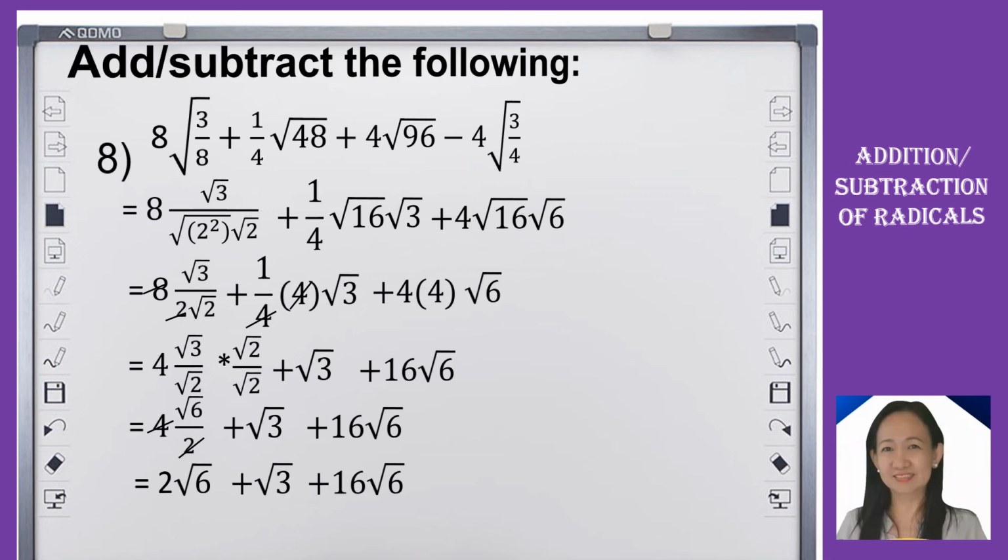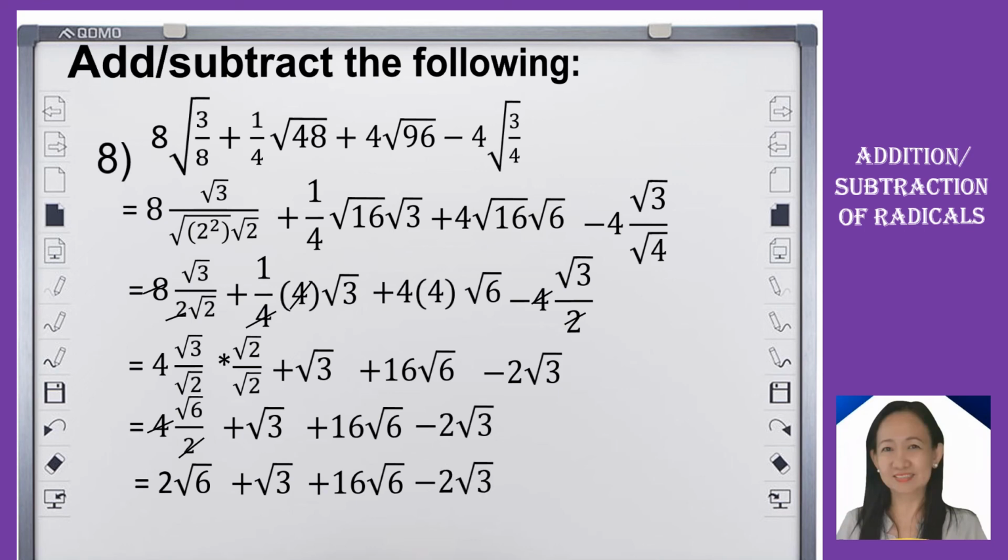For the last term, which is 4 times the square root of 3/4, by separating the numerator and denominator, we can easily observe that the square root of 4 is equal to 2. Then divide negative 4 by 2, which is negative 2. So we have negative 2 times the square root of 3. Let us copy to the first 3 terms. Then the radicals are now in simplified form.